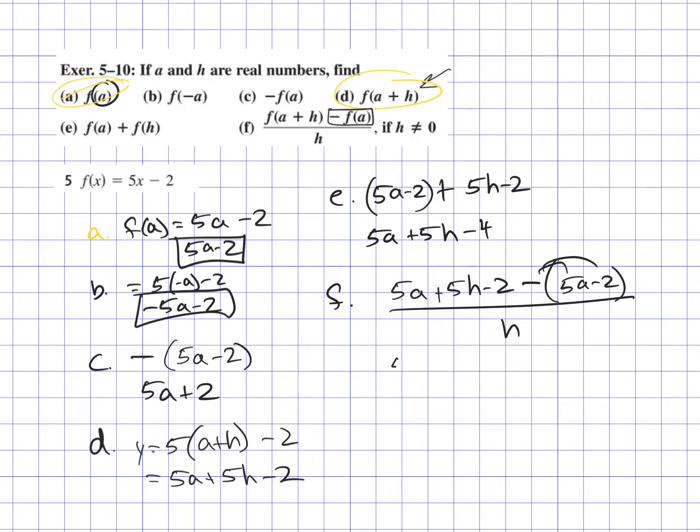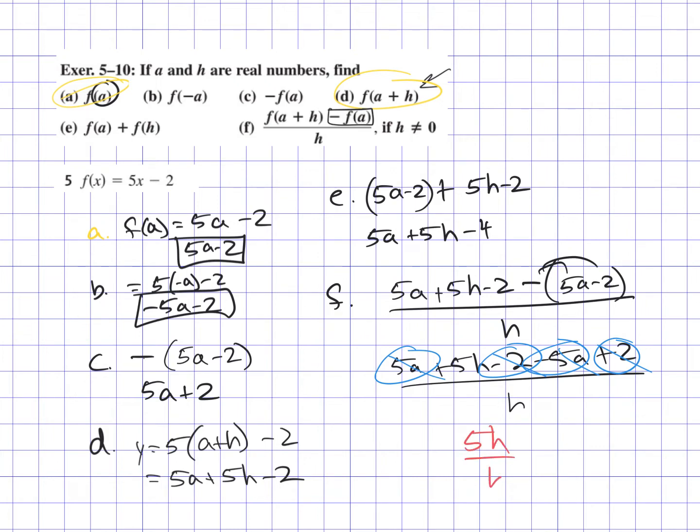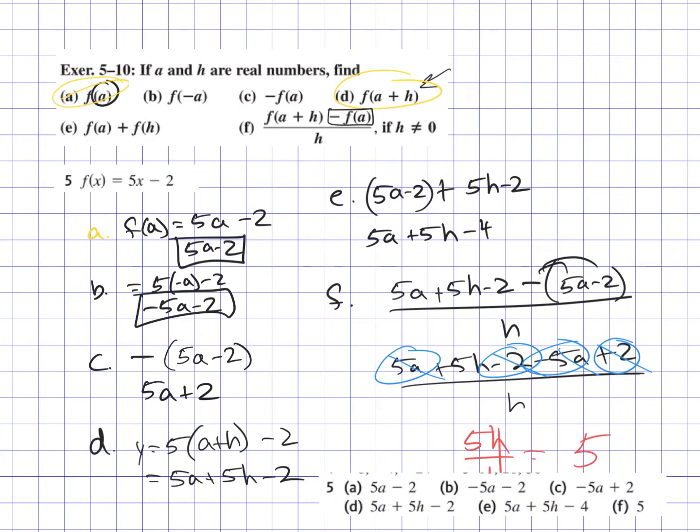So we distribute that through. We get 5A plus 5H minus 2 minus 5A plus 2 all over H. So these 2's here will cancel each other out, negative and a positive. We have a 5A and a negative 5A. That cancels out. So we are left with our answer of 5H over H, and the H is reduced out, and the answer should be 5. And there are all your answers, so they should match, and I think they do. And let's go on to number 7.